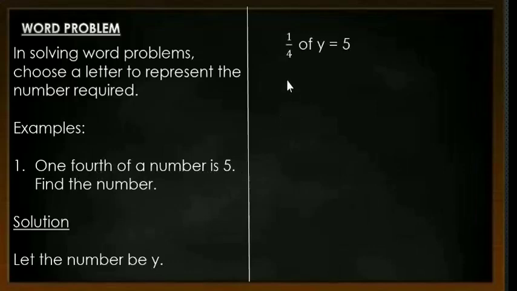1/4 could be written as a fraction as 1 divided by 4. The "of" in the question is the "of" we have here, and the number is what we have taken as letter Y. "Is 5" could be interpreted as being equals to 5.